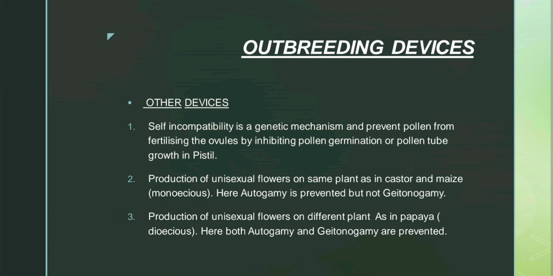So production of unisexual flowers on different plants is also favored as in papaya, that is dioecy, so that the parents are different, both the plants are different, and this condition prevents both autogamy and geitonogamy.